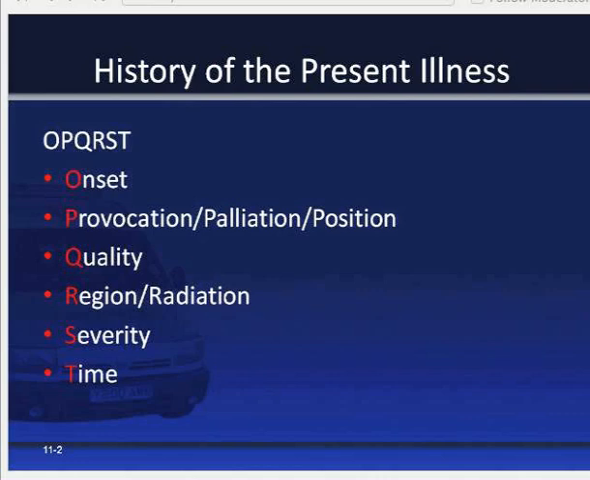I'm going to start off with O, onset. When you're talking about onset, you're going to ask, what were you doing when the problem started? Were they sitting on the couch watching TV? Were they mowing the lawn? Were they running a marathon? Then we're going to talk about provocation. Provocation, what makes the problem better or worse?